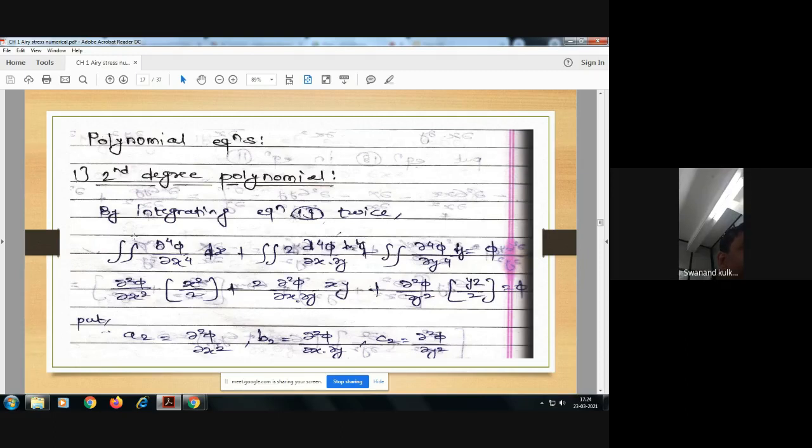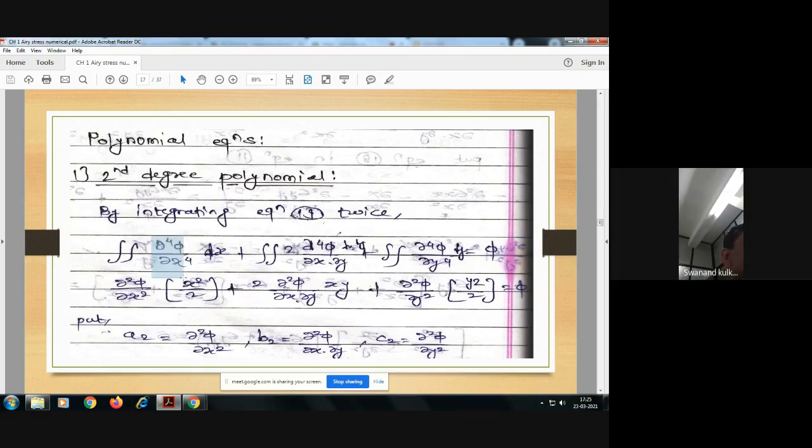Now the double integration of del raised to 4 phi dou x raised to 4 dx plus double integration 2 times of del raised to 4 phi. Now if we simplify this, the first integration of this del raised to 4 phi dou x raised to 4 reduces the degree from fourth to third, which will become equal to del raised to 3 phi dou x 3, and by reducing once again this will become del raised to 2 phi dou x 2.